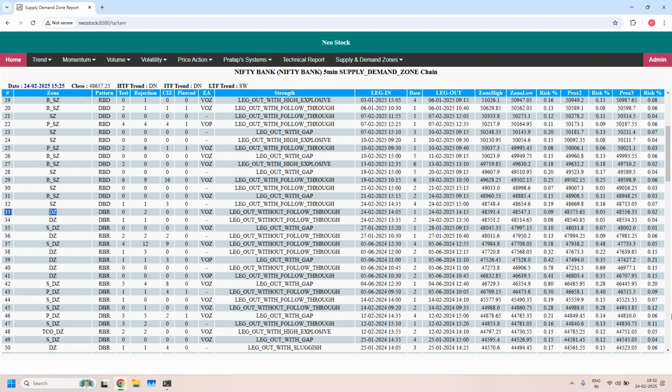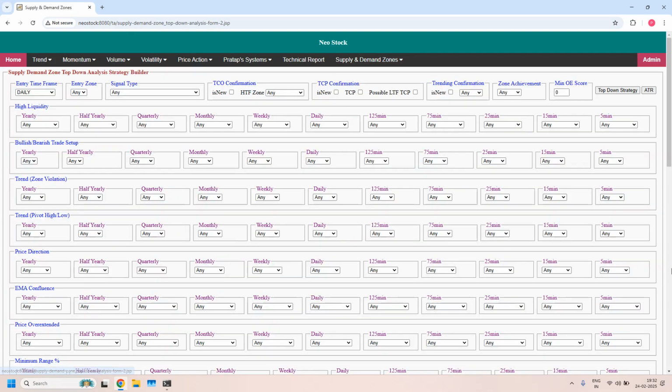Okay, this is about the BANKNIFTY supply demand zone chain. So next reports are about bullish and bearish trade setups for all the 4 income trades: monthly, weekly, daily and hourly income trade. Let me start with monthly income trade, bullish trade setup, entry time frame daily, entry zone, demand zone. In bullish or bearish trade setup, I am selecting bullish.